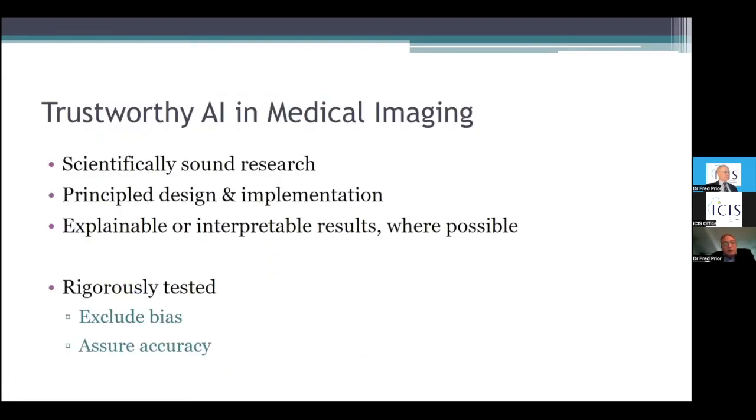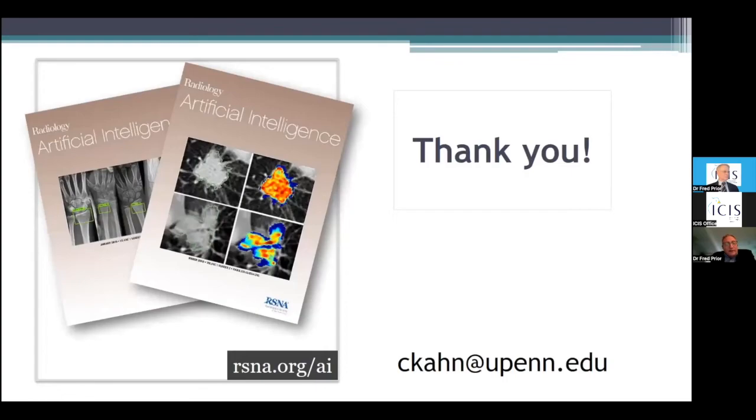So with that, just to summarize, to get us to trustworthy AI in medical imaging, we need scientifically sound research. We need principled design and implementation, and Fred Abley described the future AI principles. We need explainable or interpretable results where possible, which can help us trust in systems. But I think most importantly, we need rigorously tested AI systems to help us exclude bias and assure that the systems work as we think they should. So with that, I thank you very much.